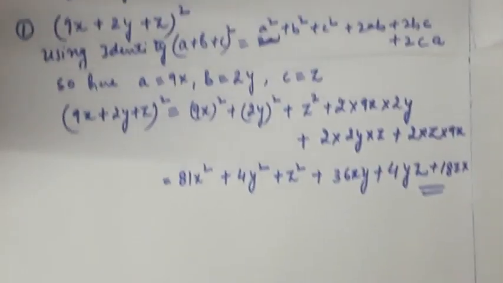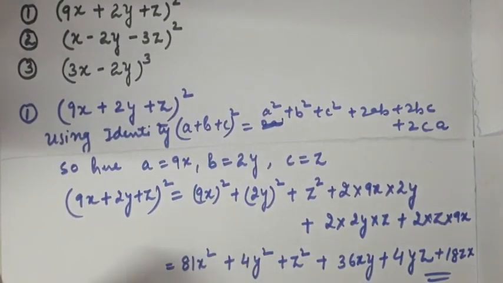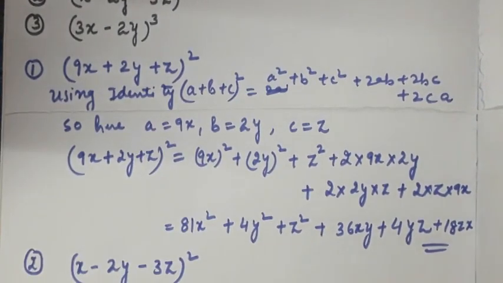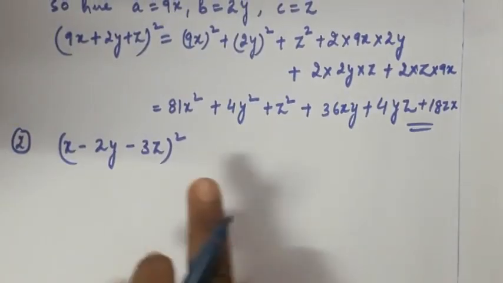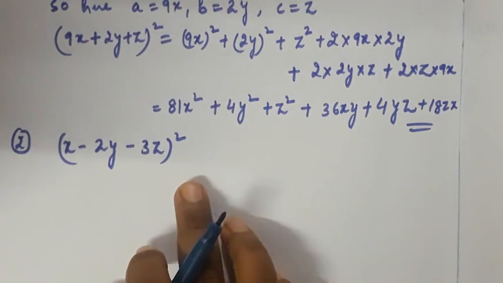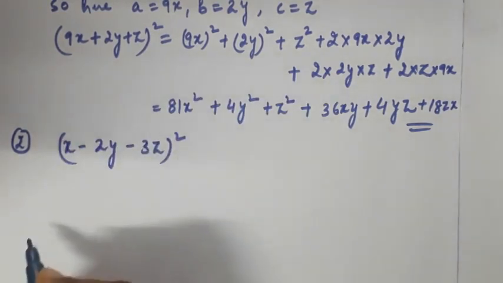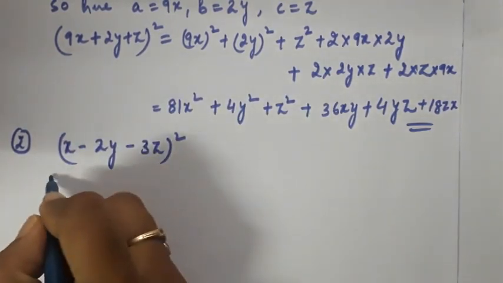Now we will proceed to the second question, that is (x - 2y - 3z)². Again we can use the same identity which I used in the first part.